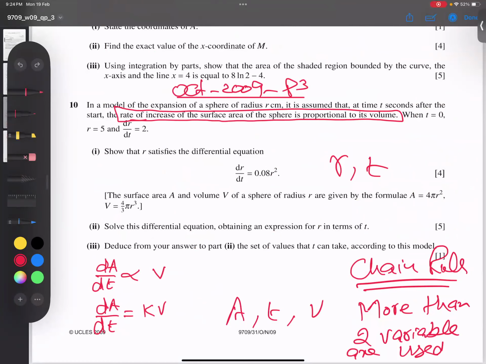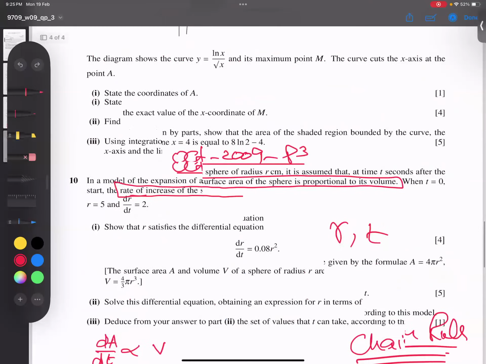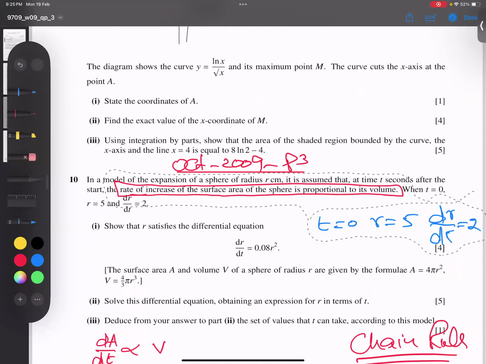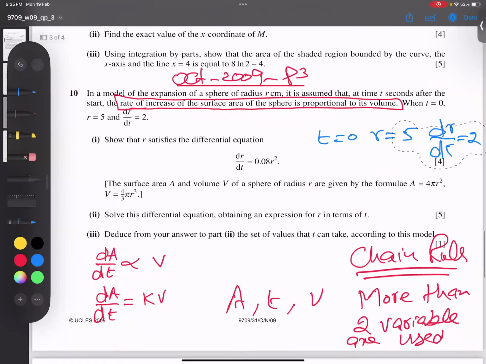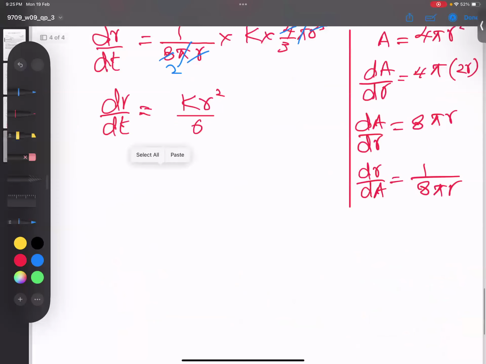At t equals 0, r is 5, and even the second formula. So I repeat my words. Look here, students. I'm writing now in a blue color. So t equals 0, r equals 5, and dr by dt equals 2. So this data I will shift and put it here.